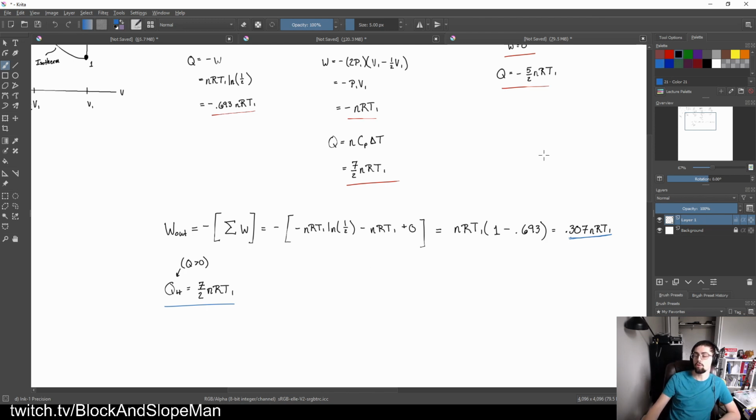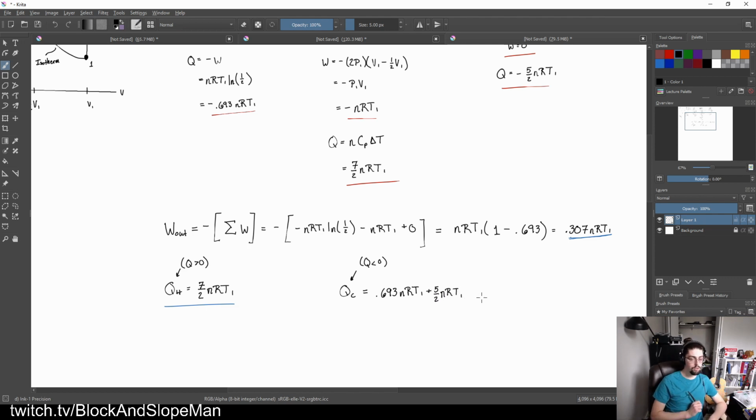But I might as well find QC while I'm at it just to beat the dead horse a little bit more. For some reason, my color didn't change. QC, every single time Q is less than 0, sum all that up and then take the absolute value. So I've got my negative on the other side. So this is going to be 0.693 nRT1 plus 5/2 nRT1. Right? 2.5 plus 0.693. I'm not going to bother simplifying that. That's what we have for QC.